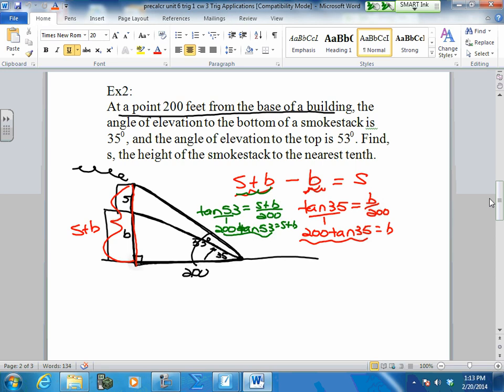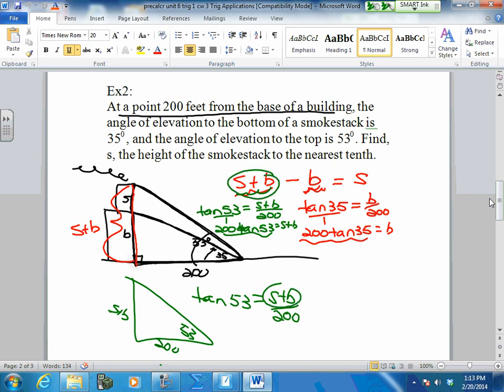I found two tangents. Kind of got lost after you did 200 times tangent of 35. Okay, hang on. We said that this big right triangle over here has a side of S plus B. So if I'm looking at this big piece, this is 53, this is S plus B, this is 200. So tangent is opposite over adjacent. Tangent of 53 equals the opposite, which we called S plus B, over 200. I want to solve for this so that I can replace this. So I cross multiply.